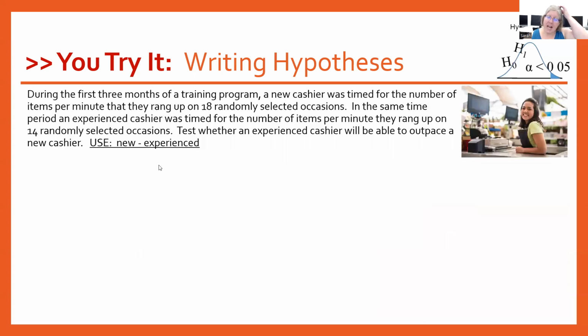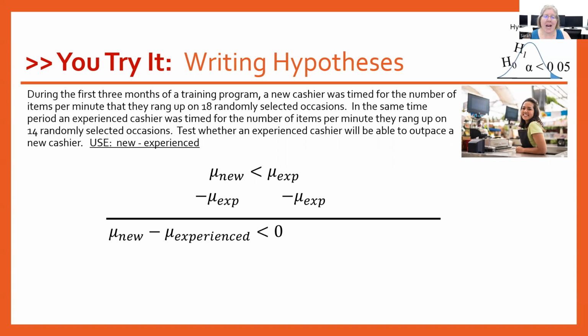Okay, and then let's look at how to structure that alternative. So I think that the new person, the way this is, they say the experienced cashier is going to outpace them. So they're faster, which means the new one is going to be slower. So I have the mean with the new is smaller than the mean with the experienced. And then I need to move that mean with the experienced to the other side. So I'm moving everything to the left side of that inequality. And so if I subtract the mean of the experienced from both sides, I get mean of new minus mean of experienced is less than 0.